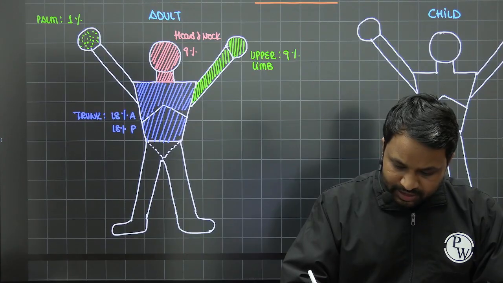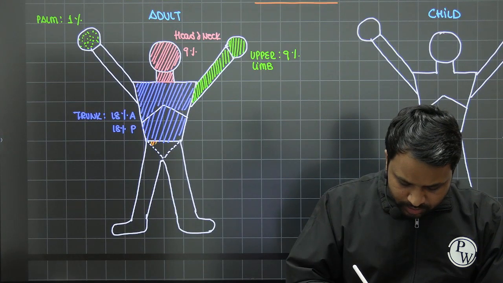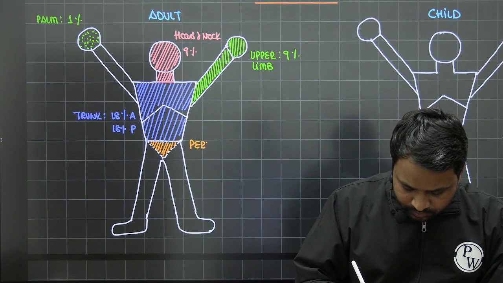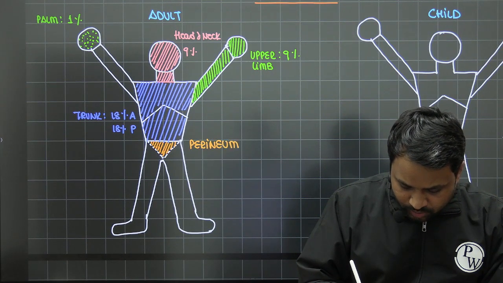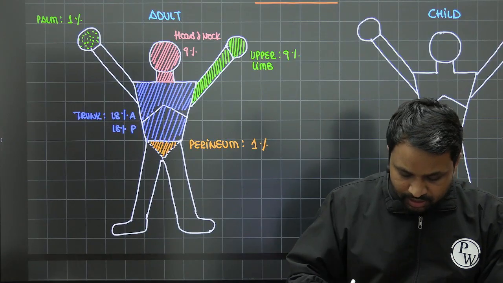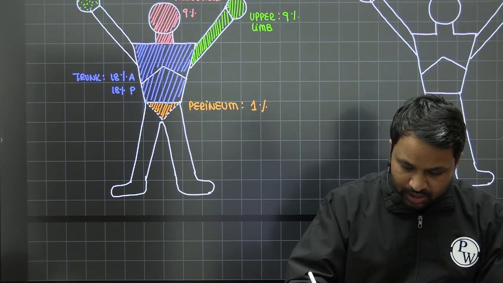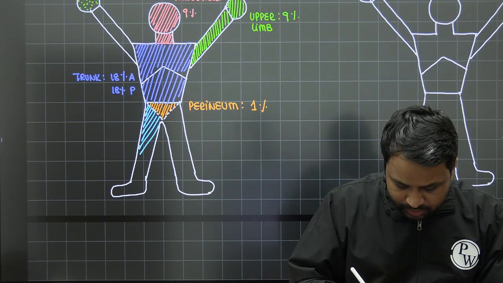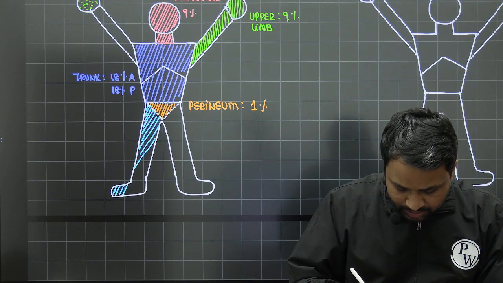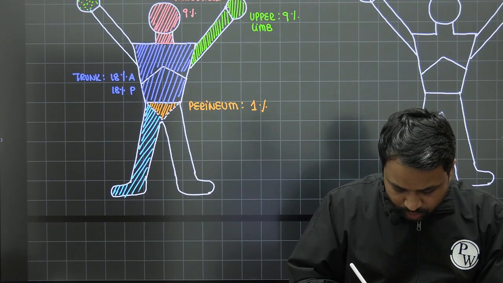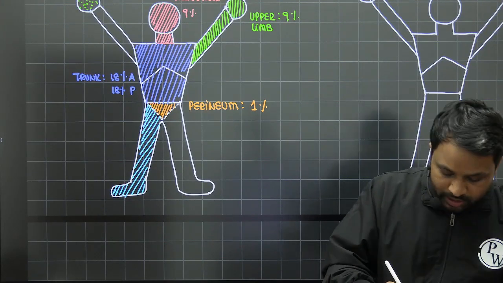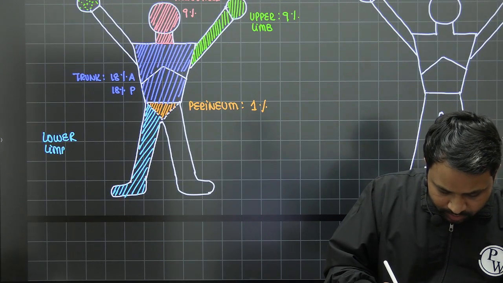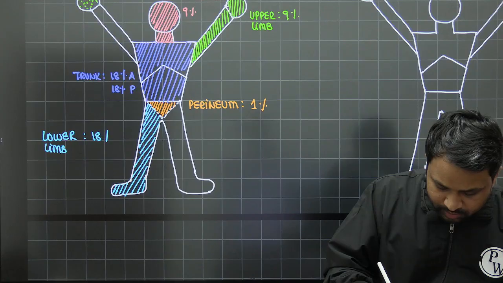Then you have the perineum. The perineum is going to account for 1%. And last but not the least, you have the lower limb. The lower limb is all the way from the anterior superior iliac spine to the tip of the toes. The lower limb is going to account for 18% each, right?